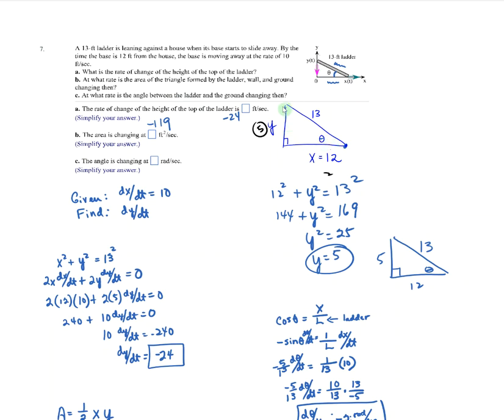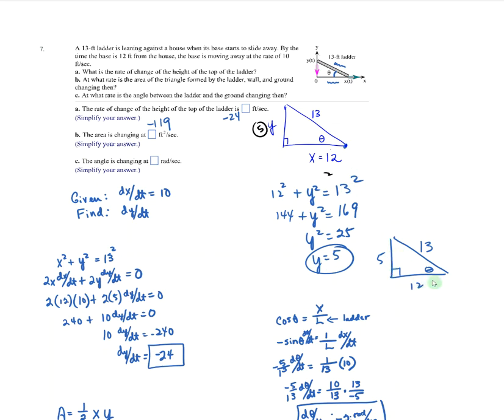So if you think of this as a right triangle, and this is 12, the ladder was 13, we don't know that other value, but we can find it with the Pythagorean theorem. So 12 squared plus y squared equals 13 squared. We solve down and we get y is 5.